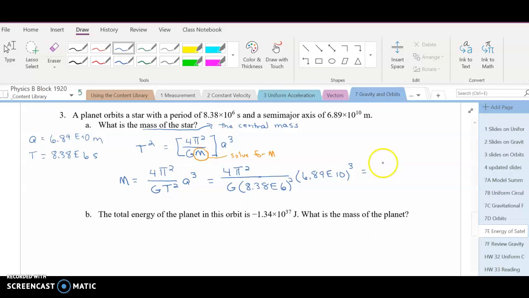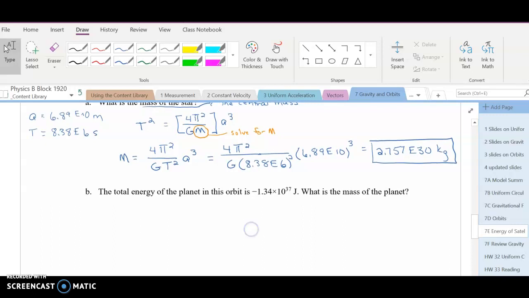Okay, so I get a mass of the star that's 2.757 times 10 to the 30th kilograms. Okay, then it wants to know the total energy of the planet in this orbit, or I'm sorry, it's giving me the total energy, it's negative 1.34 times 10 to the 37 joules.